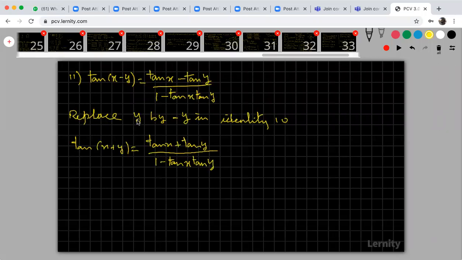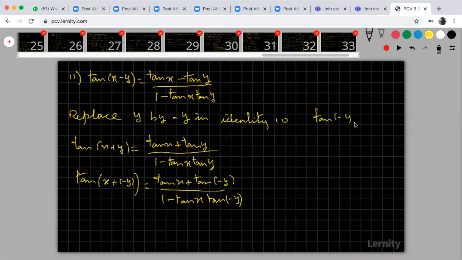In this 10th identity, you just replace y by minus y. What happened? So this is tan of x plus, this is minus y. Here, tan x plus tan of minus y, divided by 1 minus tan x tan of minus y. What is tan of minus y? That is sine of minus y divided by cos of minus y. What about cos of minus y? It is nothing but cos y.